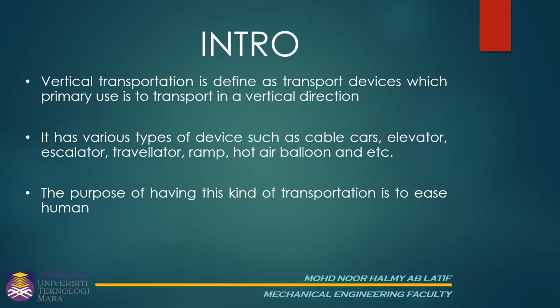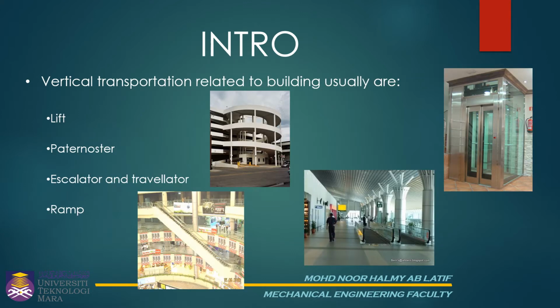Vertical transportation is defined as a transport device whose primary use is to transport in a vertical direction. It has various types of devices such as a cable car, elevator, escalator, travelator, ramp, even a hot air balloon, and etc. The purpose of having this kind of transportation is to ease human life. Vertical transportation related to buildings usually are lift, paternoster, escalator, travelator, and ramp.